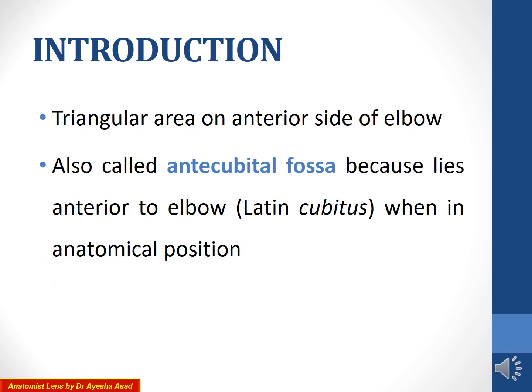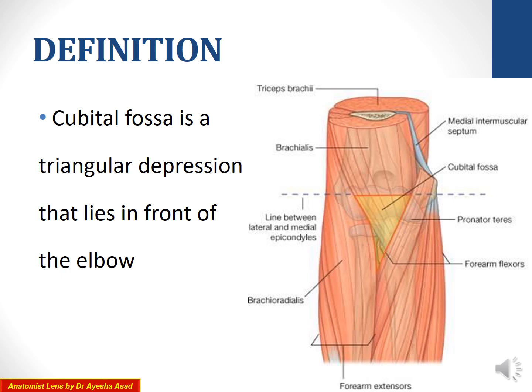So coming to the cubital fossa. It is a triangular area on anterior side of the elbow. It is also called antecubital fossa because it lies anterior to the elbow when in anatomical position. So cubital fossa is a triangular depression that lies in front of the elbow. इस diagram में you can see the area highlighted in yellow is the cubital fossa.